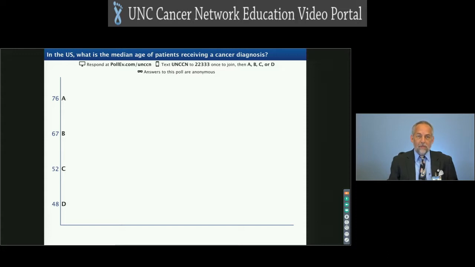The question we'll have today, to start us off, is: in the U.S., what is the median age of patients receiving a cancer diagnosis? If you think it's 76, you can put A. If you think it's 67, you can put B. If you think it's 52, C, or 48, D. And then we'll have lots of these other A, B, C, D questions.